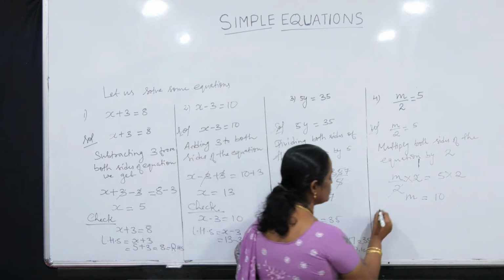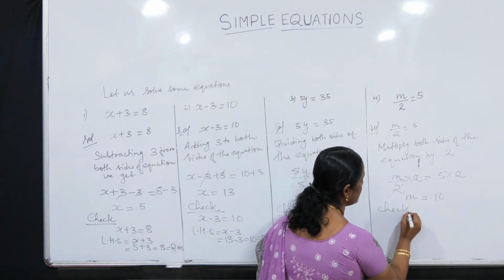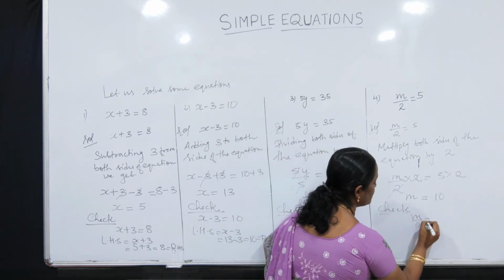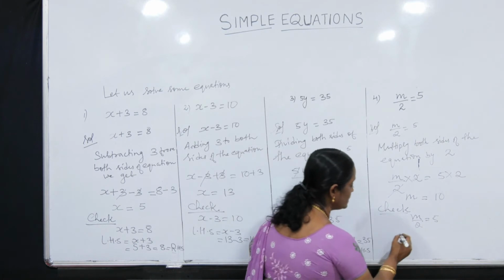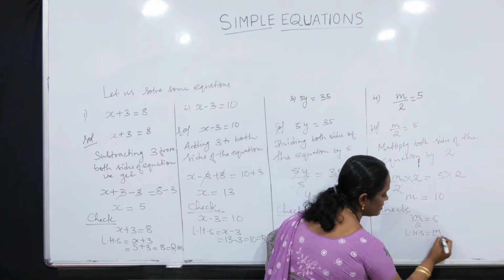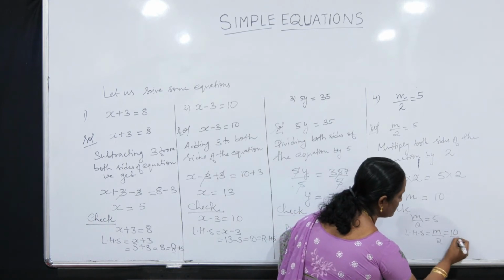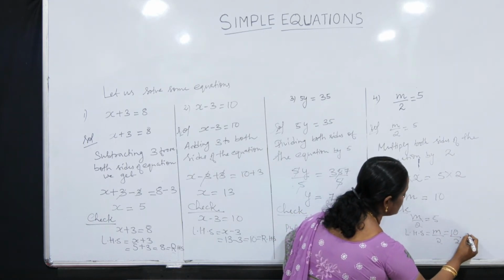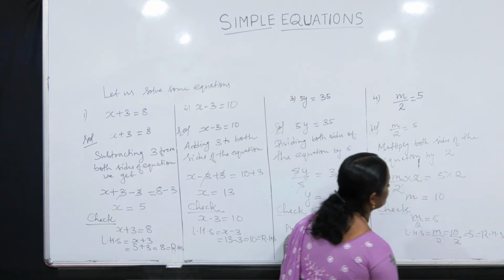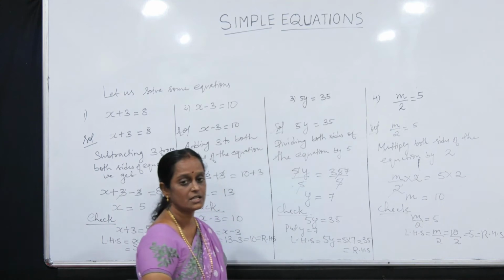You can also check the solution. The equation is m by 2 equal to 5. Put the value of m is equal to 10. LHS is m by 2, here 10 divided by 2, it is equal to 5, which is equal to the RHS. So here our solution is correct.